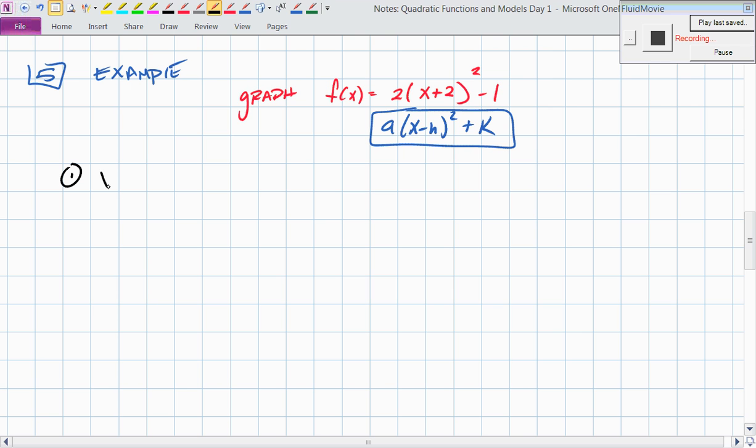So number one, does this graph probably open up or down? Well, this is going to open up, and the reason is because a is greater than 0, because a is a value of 2, and 2 is greater than 0. There it is right there.